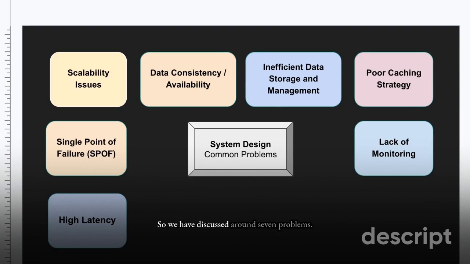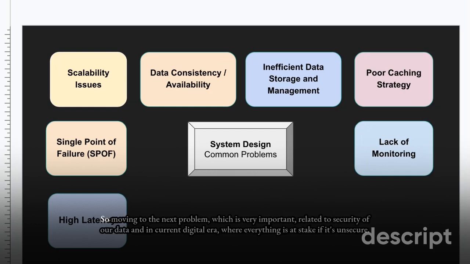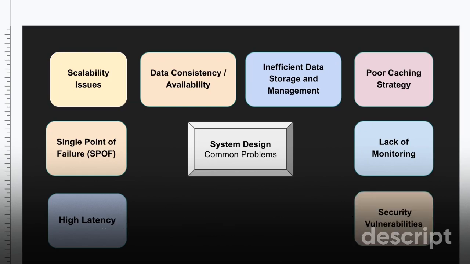Cool. So we have discussed around seven problems, seven generic things which we should know or cater to while designing a system, while designing a robust system. So moving to the next problem, which is very important, related to the security of our data in the current digital era, where everything is at stake if it's unsecure. Security vulnerabilities: security breaches can lead to data leaks, financial loss, and reputation damage also.